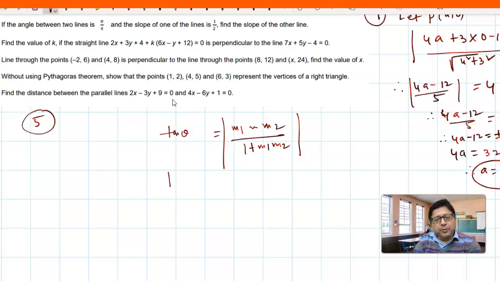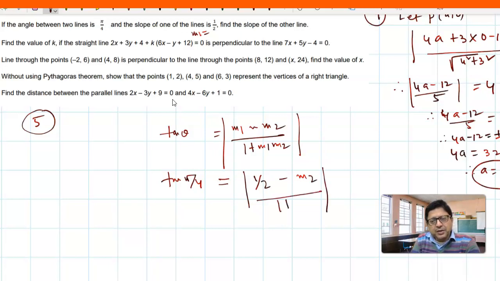So theta is given as pi by 4. So tan pi by 4 is going to be equal to m1 minus m2 by 1 plus m1 m2. The unknown one has the slope m2. This slope m1 you take 1 by 2. So 1 by 2 minus m2, which we don't know. You take minus sign, no problem, because mod is there, by 1 plus half into m2.